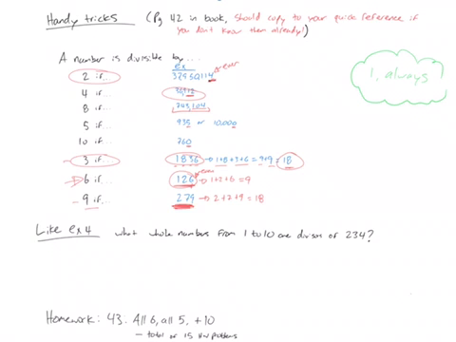There's also a couple other things in that box. If the last number is 0, it's also divisible by 2. If the last 2 numbers are 0, it's divisible by 4. And if the last 3 numbers are 0, then it's also divisible by 8. So just some things to remember there.